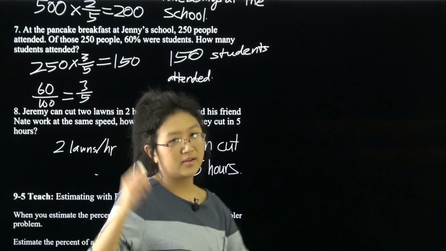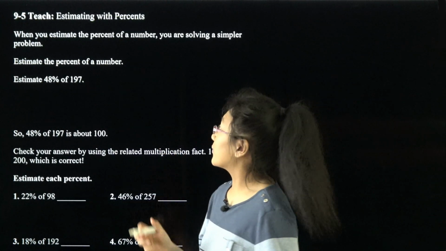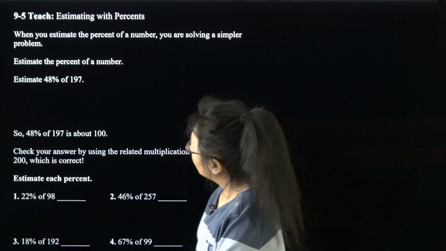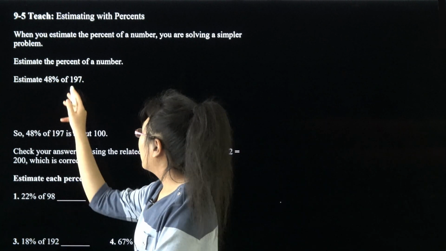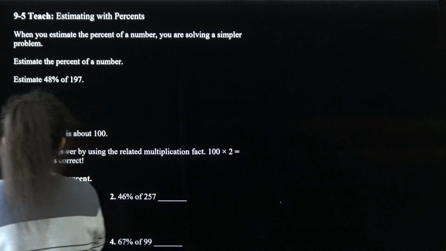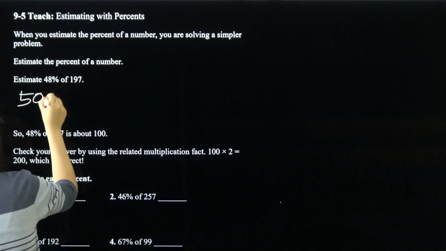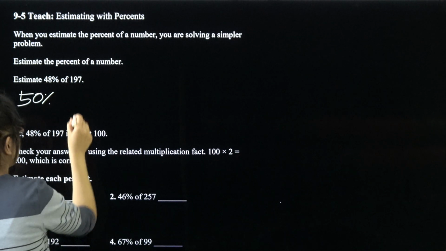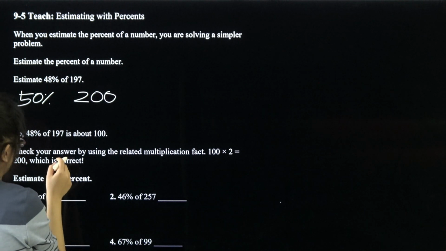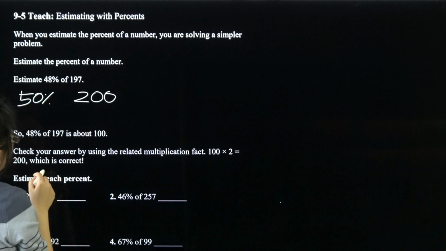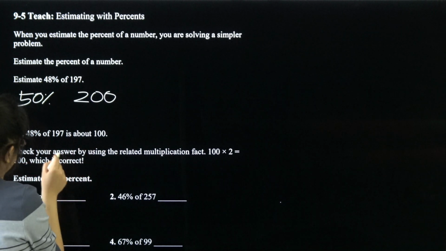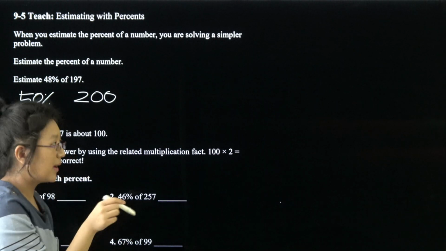Alright, so we're going to move on to section number 5. So now we're going to be estimating with percents. When you estimate the percent of a number, you are solving a simpler problem. Let's do a practice question. Estimate 48% of 197. So we know that 48% is around 50%, and 197 is around 200. So if it's 50% of 200, it would be about 100. So 48% of 197 is about 100.